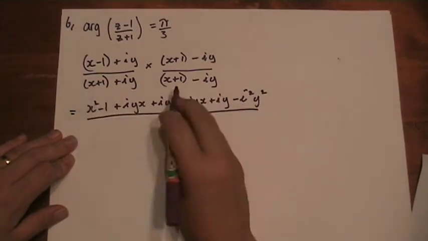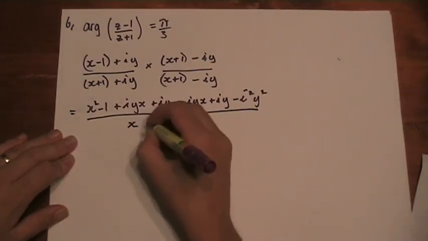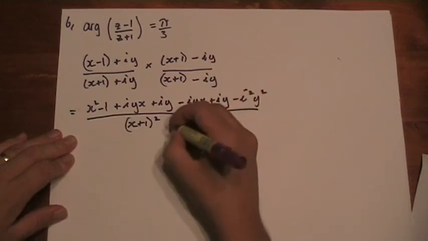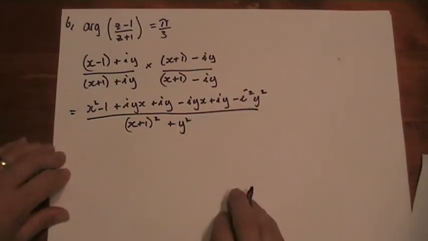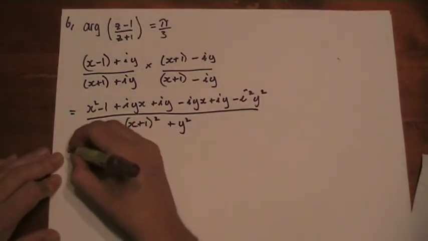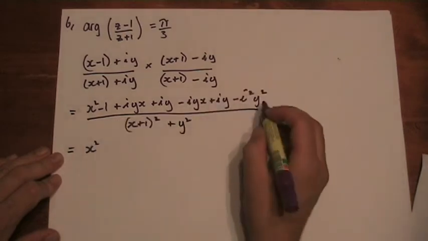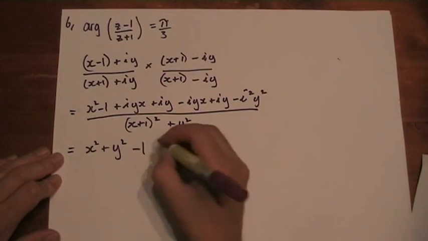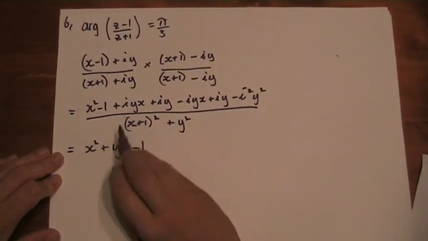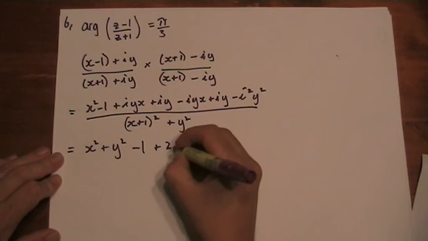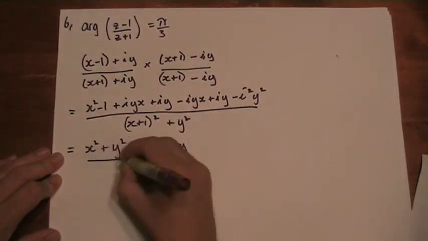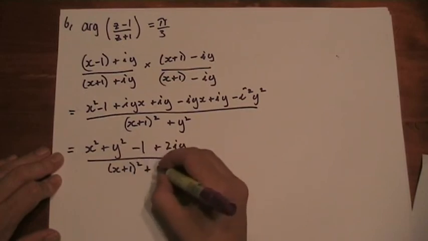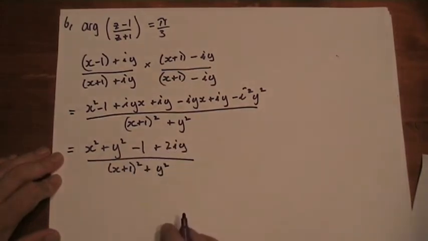Denominator is a bit easier, it's just a difference of squares, so we know it's x plus 1 all squared, and we know from experience that's going to be plus y squared. Simplifying out the numerator, x squared, this becomes plus y squared minus 1, these two terms here cancel, plus 2iy, and the denominator stays as x plus 1 squared plus y squared.